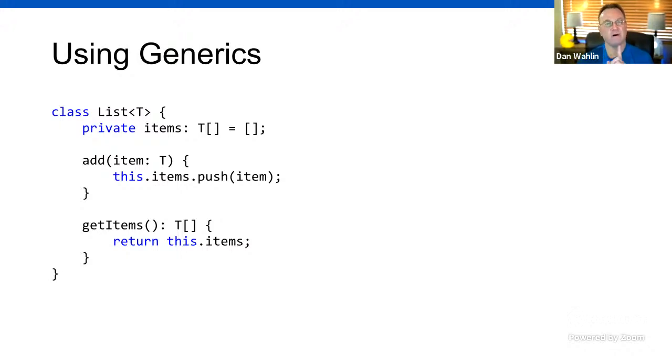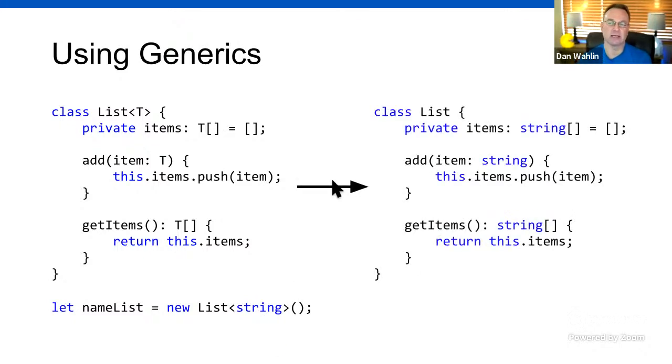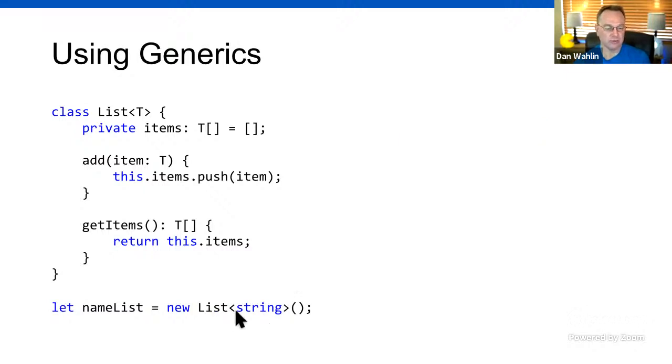Now, if we did new list of string, now I'm telling the TypeScript compiler, every time you see T, here, here, and here, substitute string. And then that's going to put string in for us instead. And ultimately what it would generate is something like this. Notice it strips off our generic parameter and puts string, string, string. Now going back, what if I said new list of number? Well, then over here would be number, number, number.